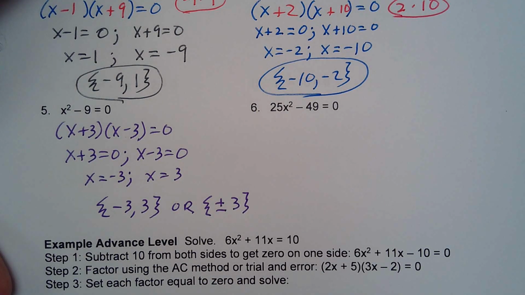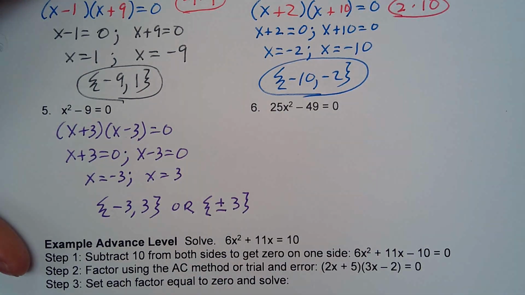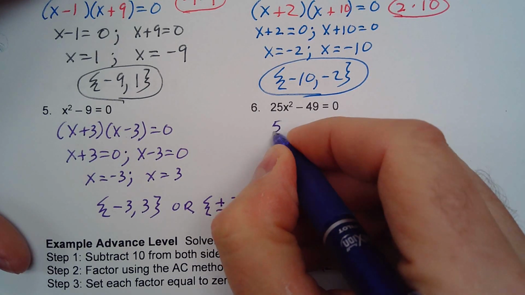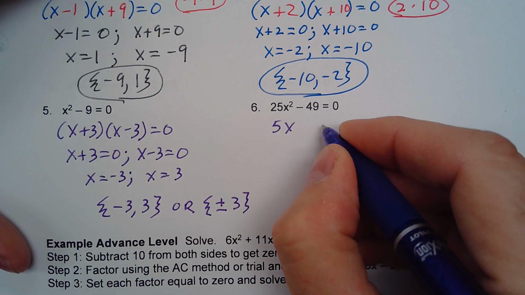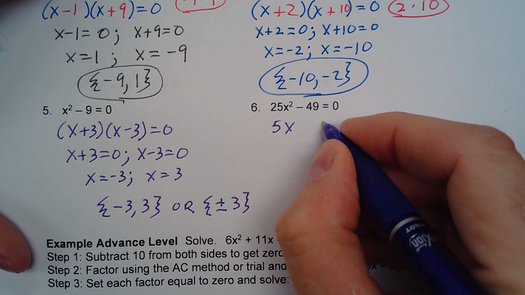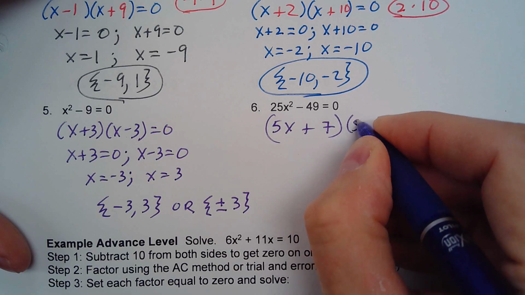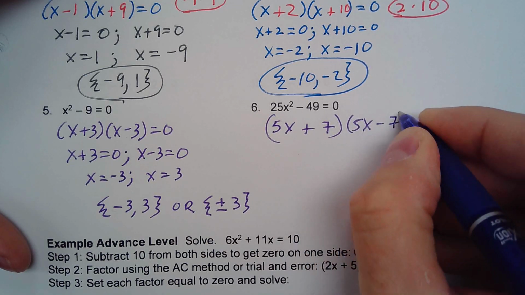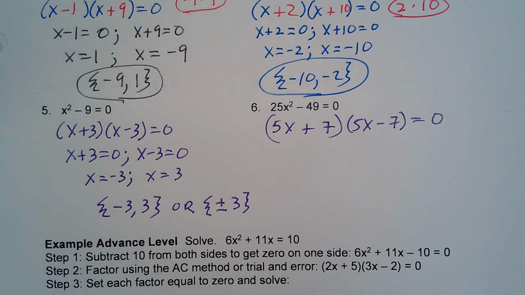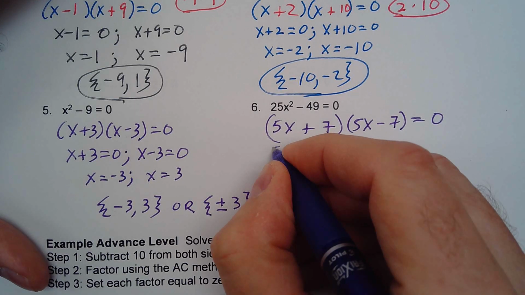So let's try number 6. Again, it's a different square. Square root of 25 is 5, so that's going to be a 5x. Square root of 49 is 7. So I have 5x plus 7 times 5x minus 7 equals 0. We're going to set each factor equal to 0 and solve.